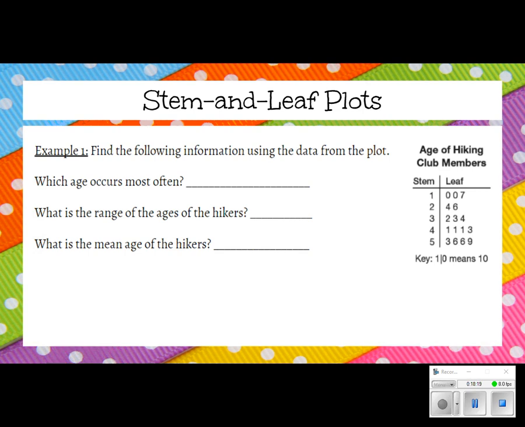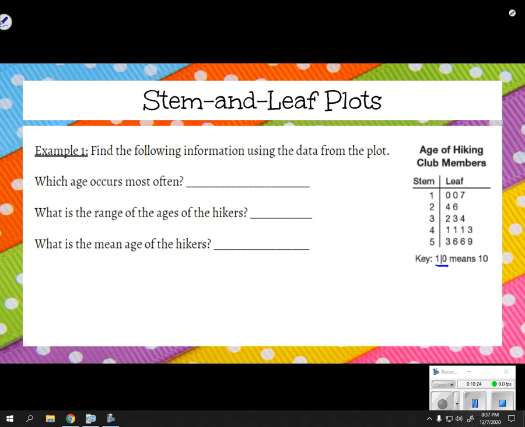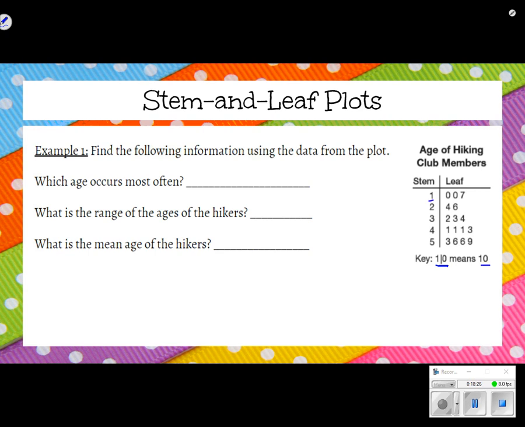So which age occurs most often? Here's our key, and they're telling us that when we see a 1 and then a 0, that means we have a 10. So we actually have 2 10s. We have a 17, a 24, a 26, a 32, a 33, a 34, 3 41s, which I find very interesting, a 40, I just wrote on top of that, a 43, a 53, 2 56s, and a 59. So our age that occurs most often is 41.